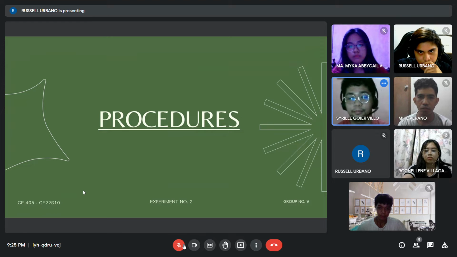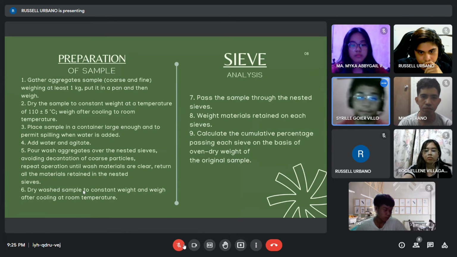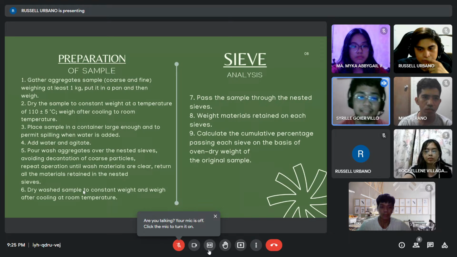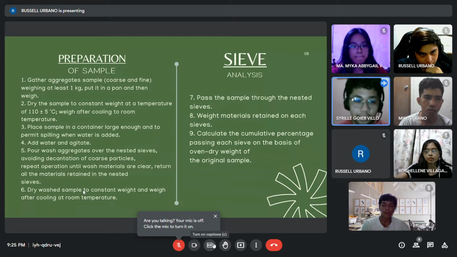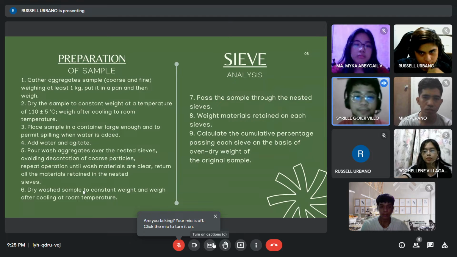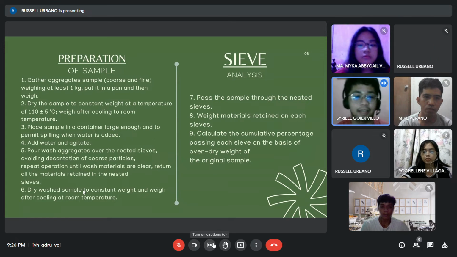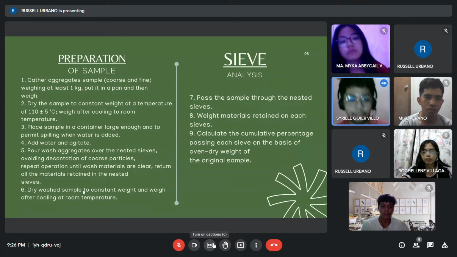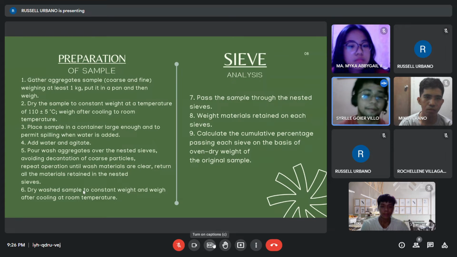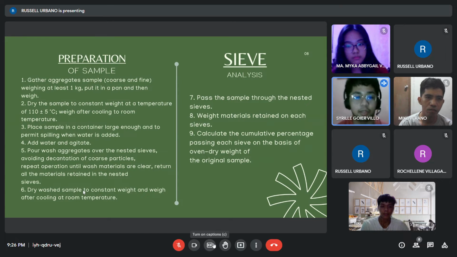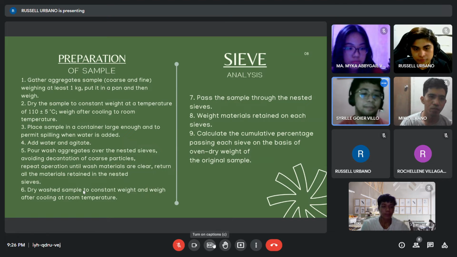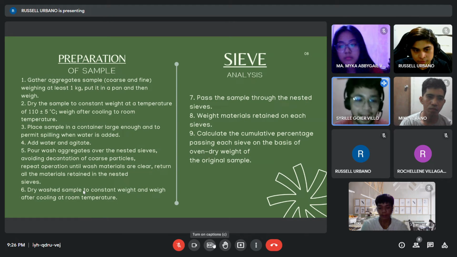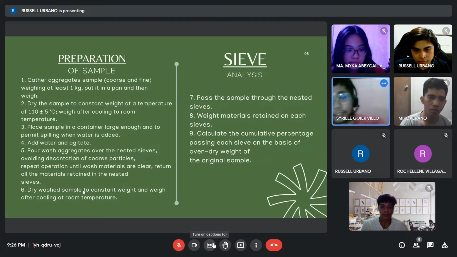So for the procedures, the steps for preparation of samples are: first, gather aggregate samples, specifically coarse and fine, weighing at least 1 kilogram, and put it in a pan and then weigh. Second is dry the sample to constant weight at a temperature of 110 ± 5 Celsius. Weigh after cooling to room temperature.